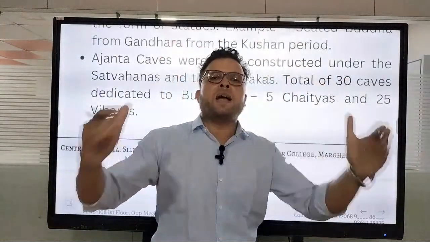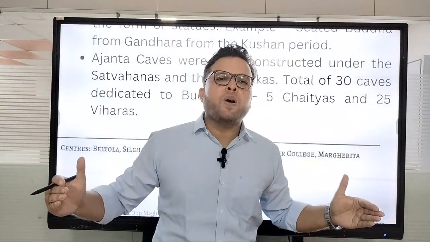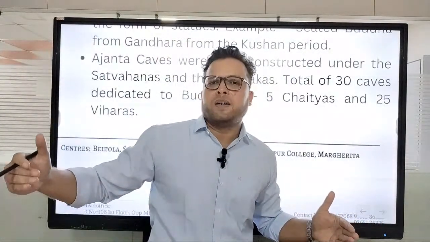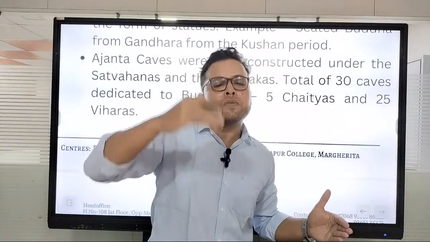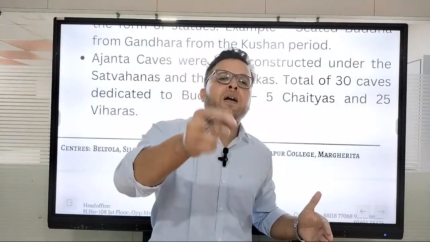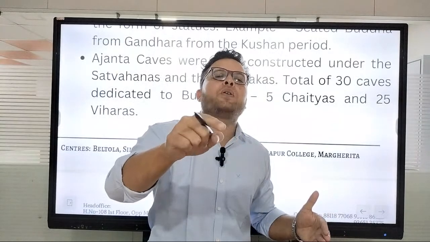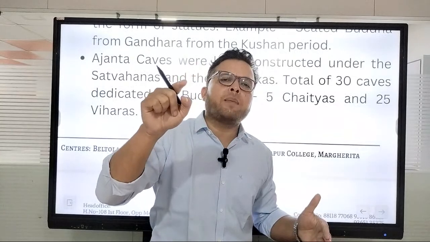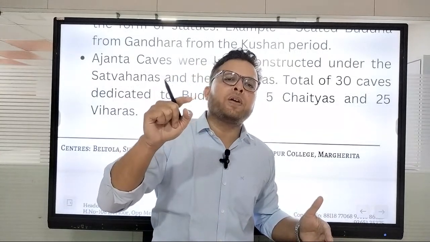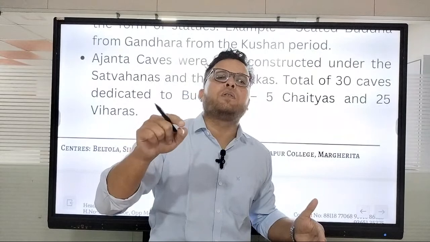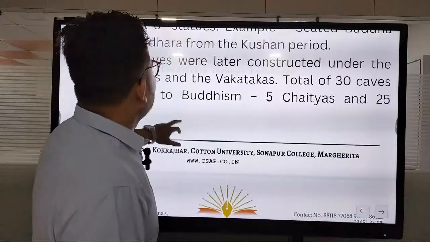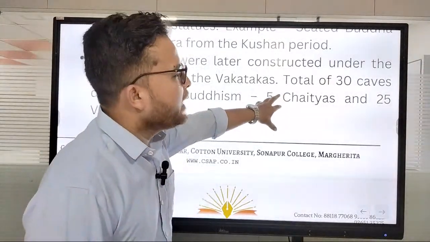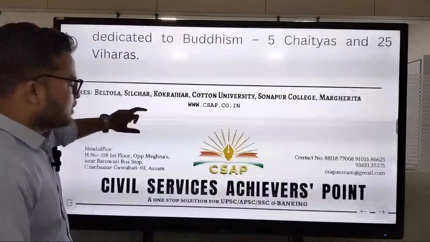With time, the Satavahanas got split into two groups, Vakatakas of Maharashtra and Kadambas of Karnataka. Because I'm talking about the Vakatakas. So Vakatakas came after Satavahanas. And by the way, Vakatakas also came under the influence of Guptas. Okay, after Chandragupta Vikramaditya gave his daughter in marriage to a Vakataka king. And in Ajanta caves, we get to see 5 Chaityas and 25 Viharas.